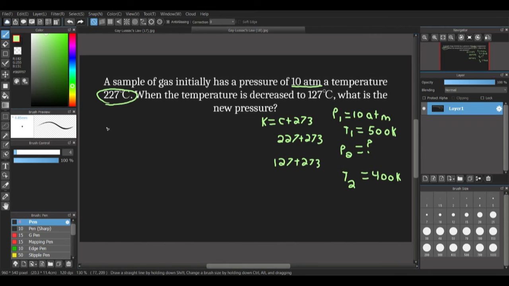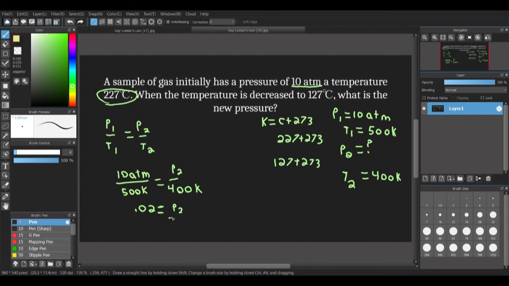Now that we have done that, we could write our formula P1 over T1 equals P2 over T2, and we could plug into it. We get 10 atmospheres over 500 Kelvin is equal to P2 over 400 Kelvin. We could do the math on the left side, which is 10 divided by 500, to get 0.02, which equals P2 over 400. Our last step is to put 0.02 over 1 and cross multiply. 0.02 times 400 is 8, and 1 times P2 is just P2. So we get that P2 equals 8, or our new pressure is equal to 8 atmospheres, and that will be our final answer.